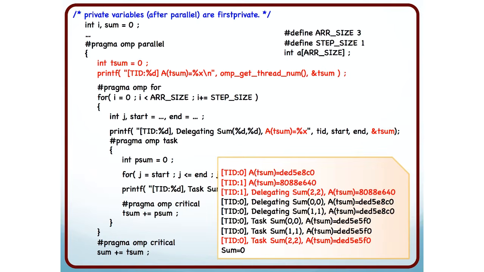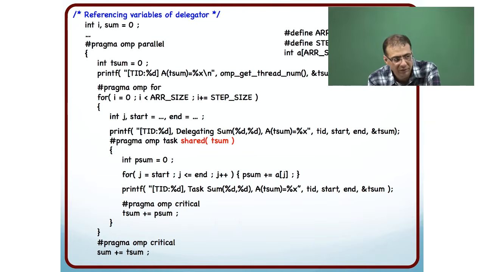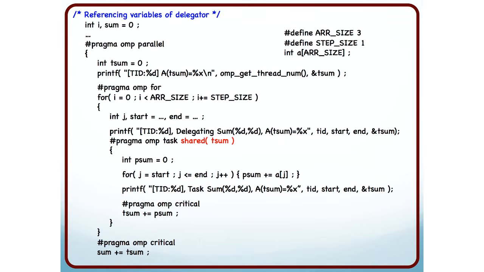Sometimes what I want to do is access the variable of the delegator, right? The thread that invoked this task. I want to access that variable. So how can I do that? All you need to do is say #pragma omp task shared tsum.